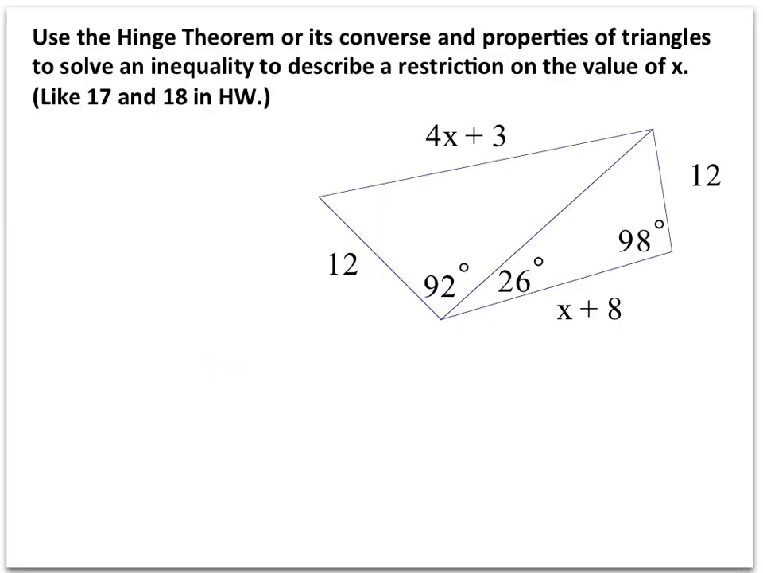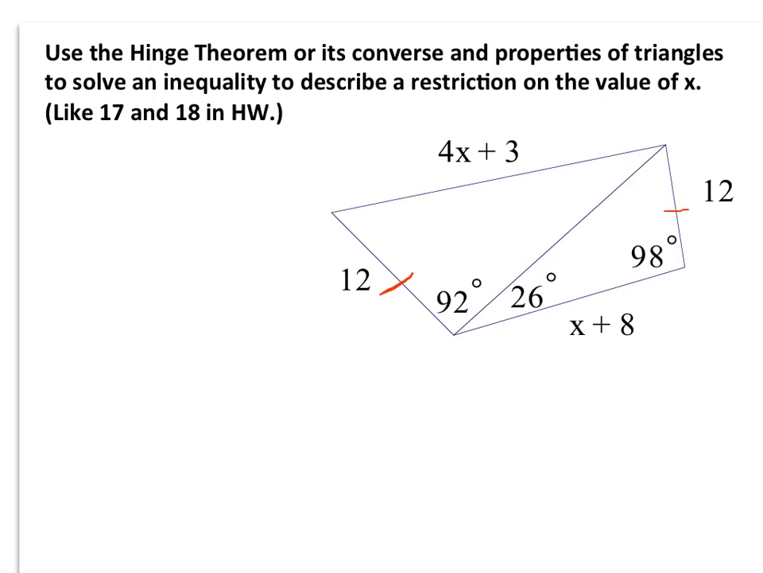Now let's put the Hinge theorem or its converse to use. We'll start by looking for congruent sides, because to start using the Hinge theorem, we need two congruent sides of two triangles. At first I noticed that side length 12 is congruent to the other side length 12. Also, these two triangles share this middle side, and so now we have our two congruent sides.